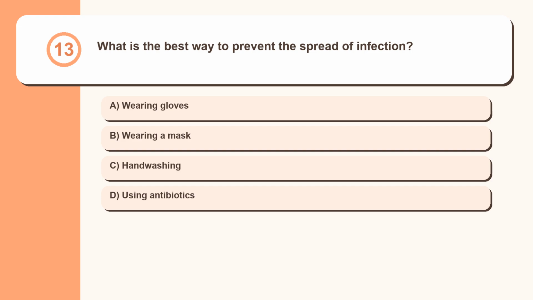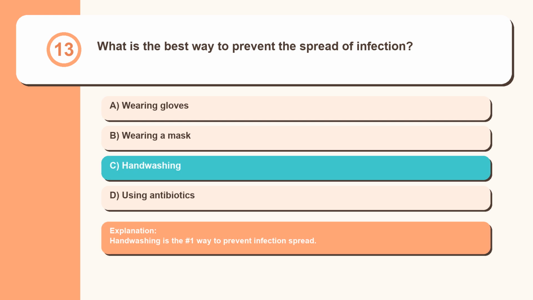Question 13. What is the best way to prevent the spread of infection? Wearing gloves, wearing a mask, hand washing, using antibiotics. Hand washing is the number one way to prevent infection spread.